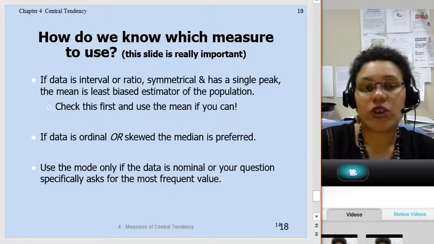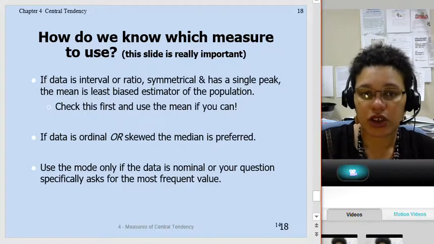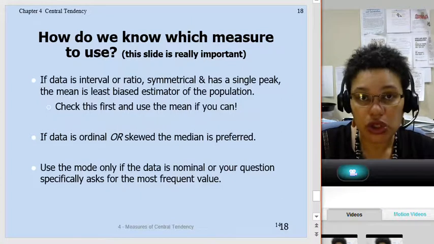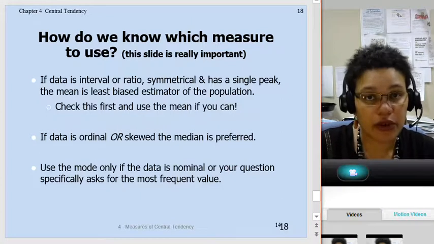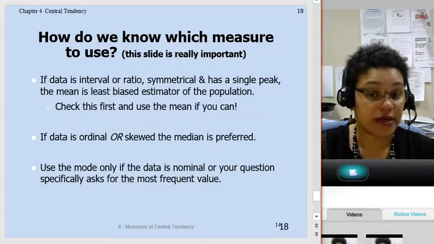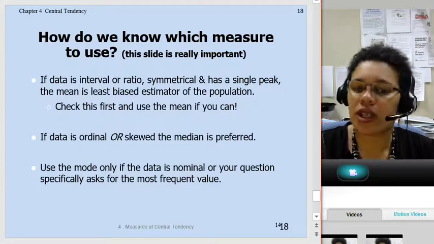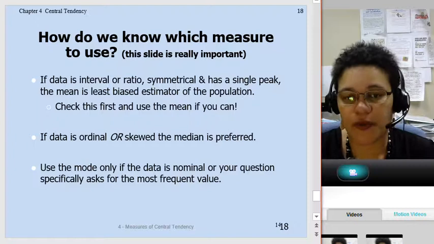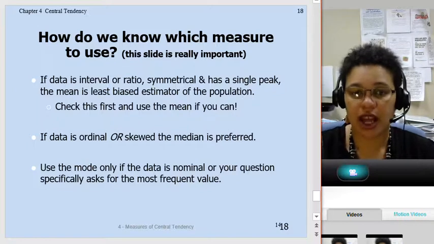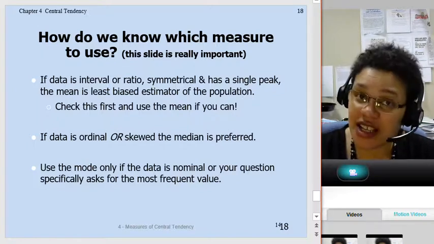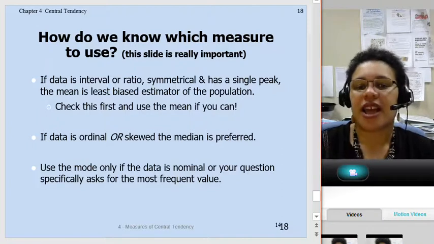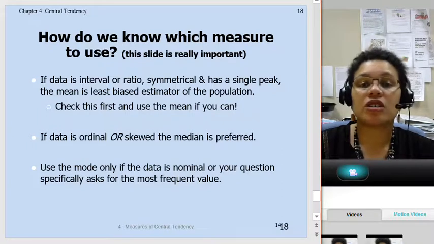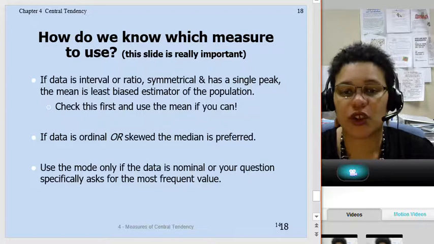If the data is ordinal, if it's categorical ordinal, if it's skewed, the median may be preferred, if you have a choice. Use the mode only if the data is nominal or your question specifically asks for the most frequent value. So you're using the mode when you can't use anything else because it's nominal data, or you're specifically being asked for the most frequent value.